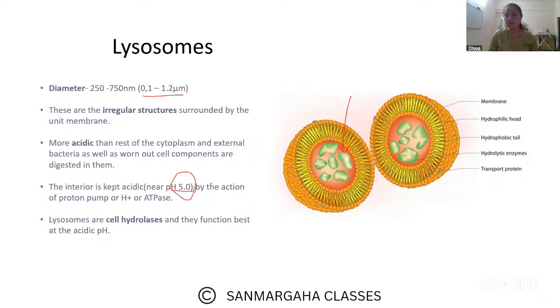It also has the membrane, which has the transport proteins. You can see here the blue color, the transport proteins, right? And also hydrolytic enzymes. And this is the membrane. You can see hydrophobic and hydrophilic heads are found.